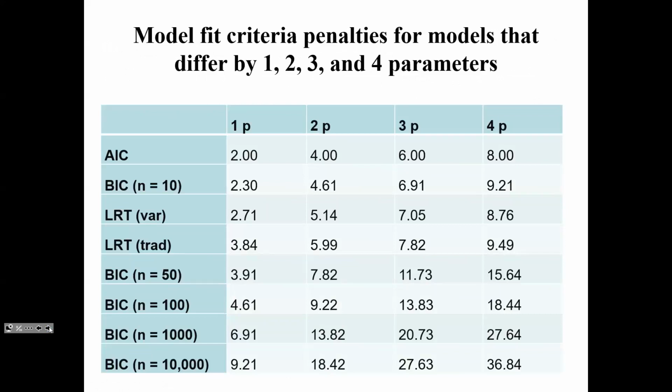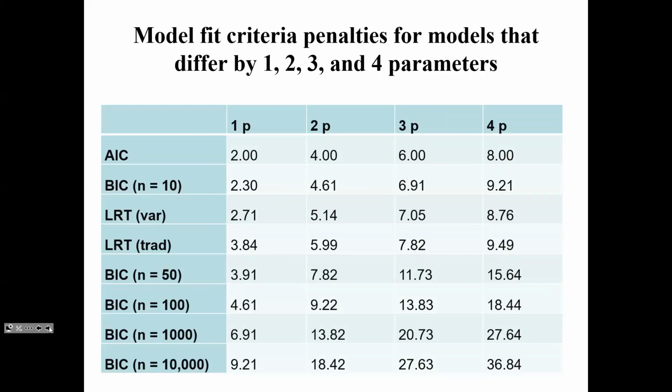Okay, so here we go. Model fit: this table shows model fit criteria penalties for models, and generally we're not going to have models that differ by much more than 4 parameters. So we've got the penalties for models that differ by 1, 2, 3, and 4 parameters. You can see in AIC, if you have models that differ by 1 parameter, the penalty is 2. If they differ by 4 parameters, the penalty is 8, right?